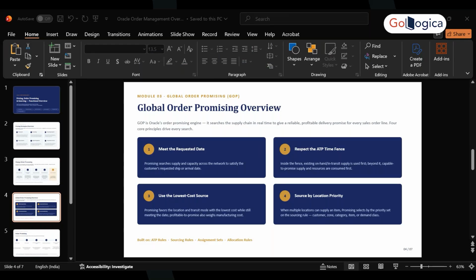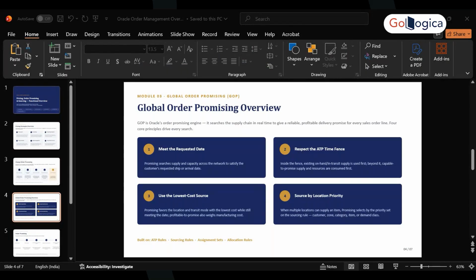Beyond the ATP time fence, Oracle begins considering future supply sources such as planned manufacturing orders, planned purchase orders, supplier deliveries, or production capacity. Since these supplies are expected to become available in the future, Oracle evaluates them according to the configured ATP rules before making delivery commitments. The ATP time fence therefore separates confirmed supply from planned supply, and it improves the accuracy of the delivery promises.